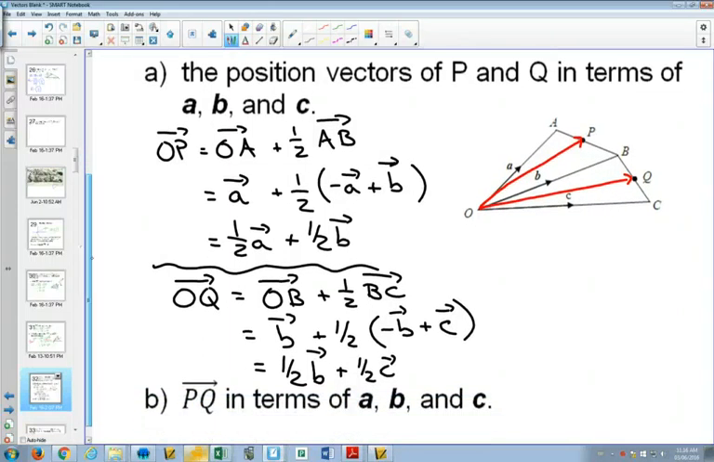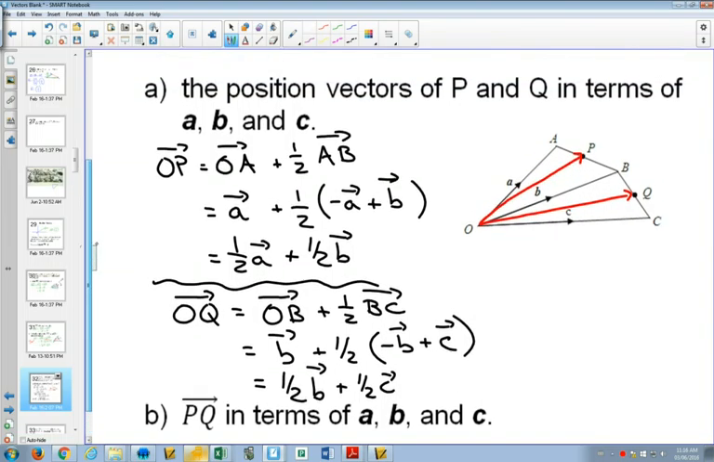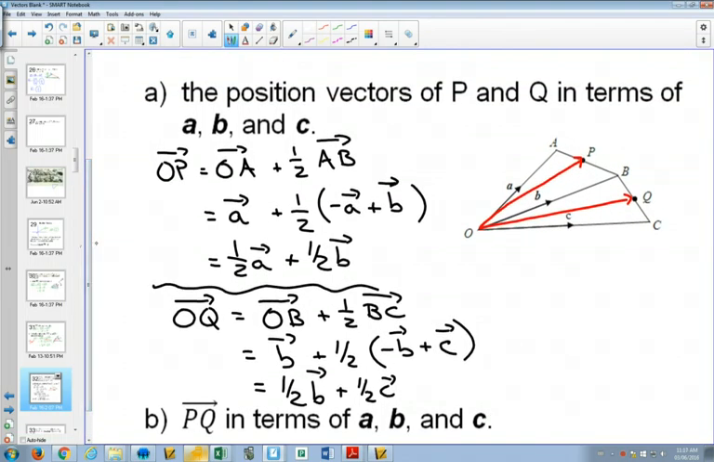So now in question B, we're going to find PQ in terms of A, B, and C. What we're trying to find is you want to go from P to Q in the most efficient way possible, but you're told you're only allowed to walk in these directions, either forwards or backwards. How would you go about doing that? Okay? So this is what question B is asking. You want to go from P to Q, but you're only allowed to walk in the direction of the purple lines. And you want to do it in the most efficient way possible.